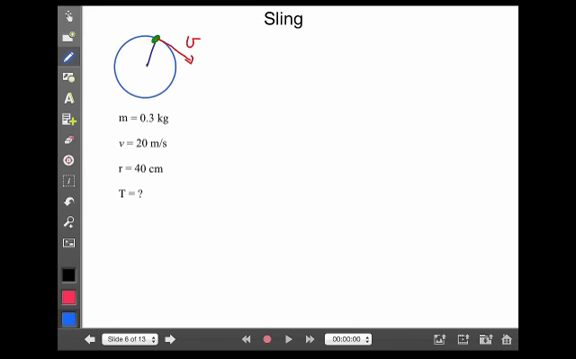Let's look at an example, the sling, that rock tied to the end of a string and spun around in a circle. So let's say you have a 0.3 kilogram rock. It's being rotated with a linear velocity at this moment of 20 meters per second on a string that is 40 centimeters long. And we want to know what is the tension on that string. Well, again, the key step in what to do here is identifying the centripetal force. And again, since tension acts towards the center of the circle, we can say that tension is the centripetal force. They are the same thing.